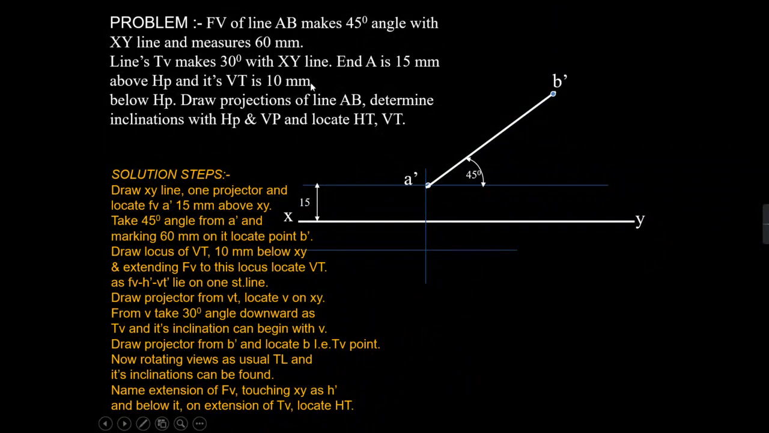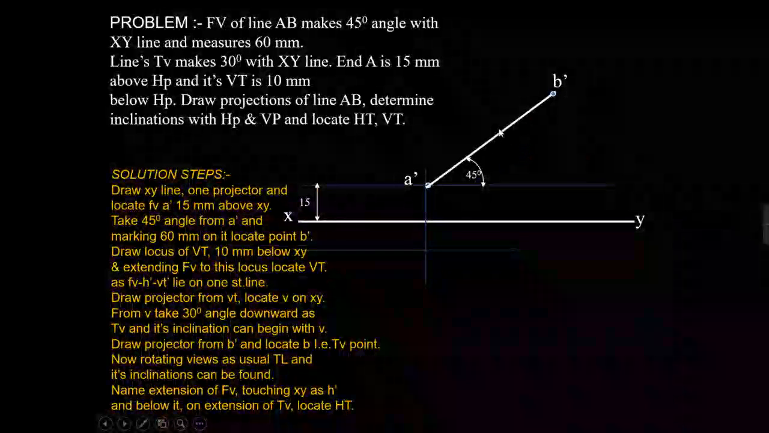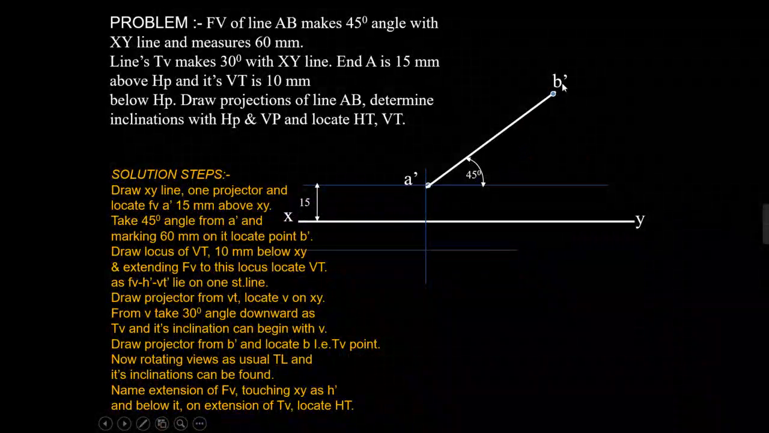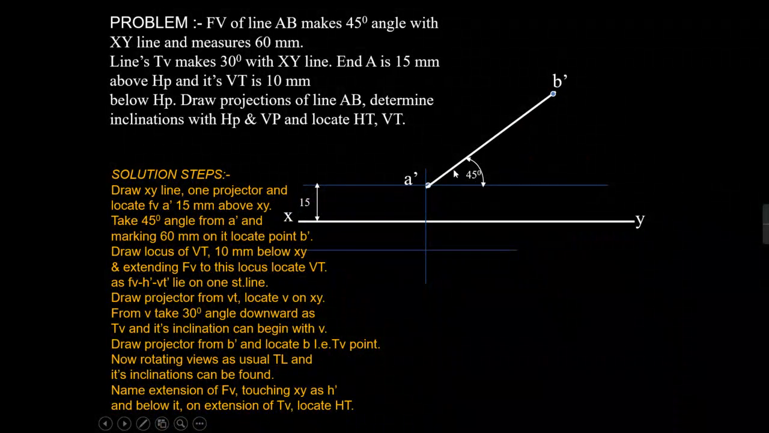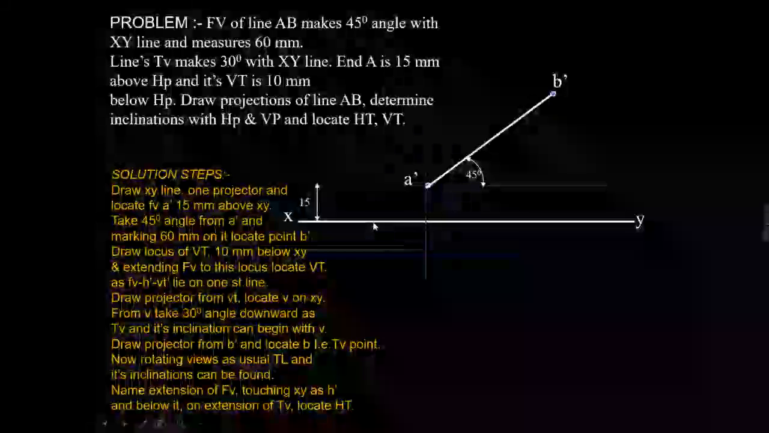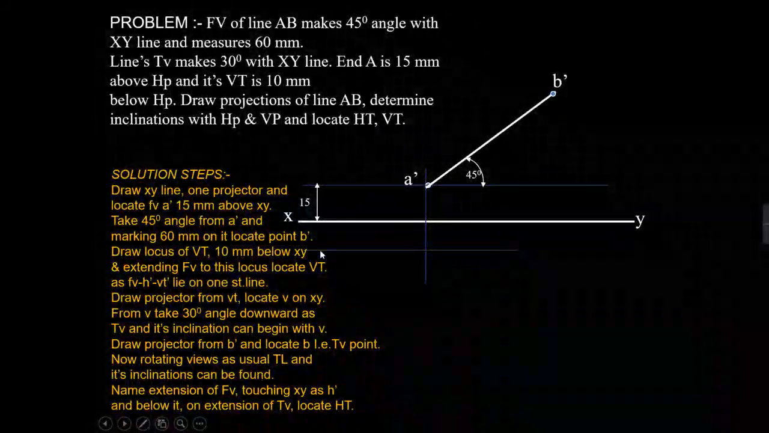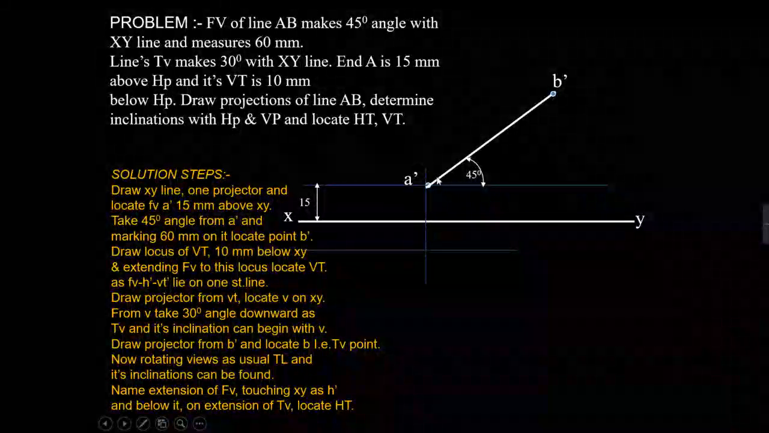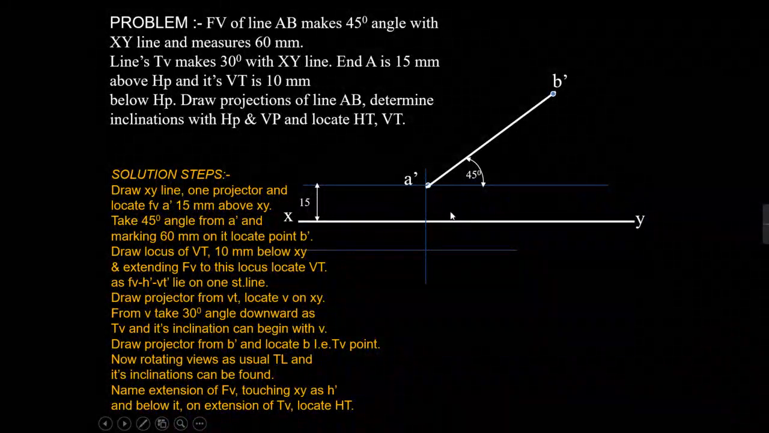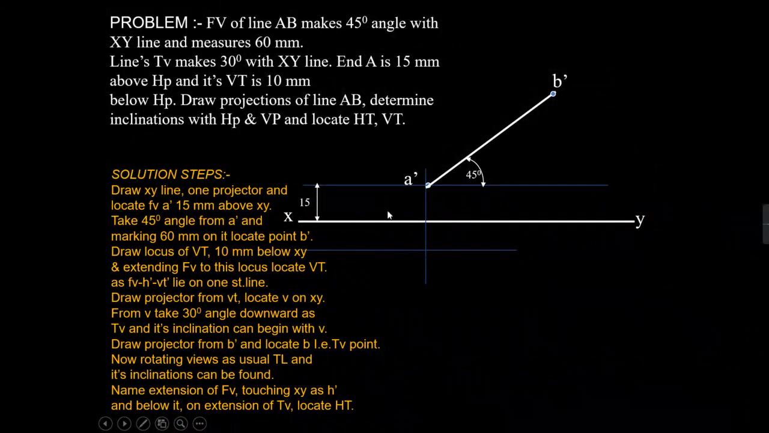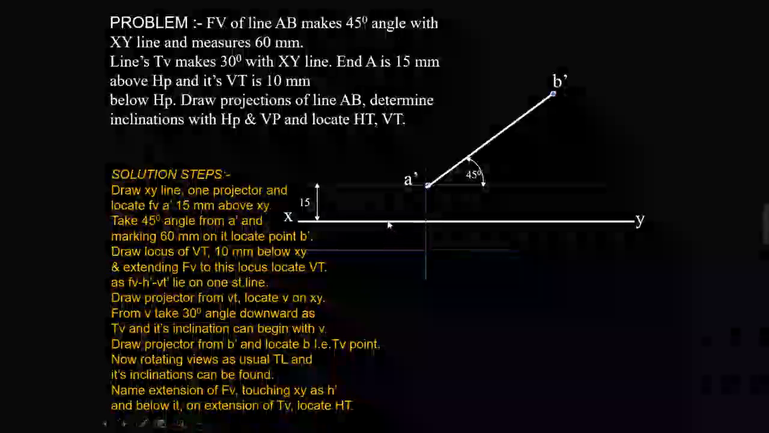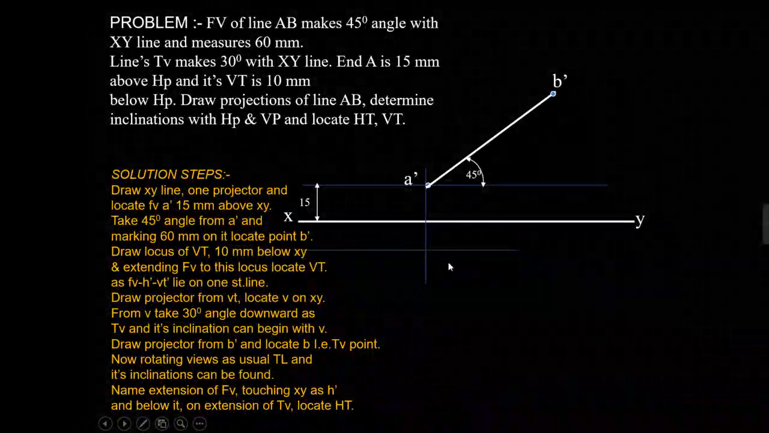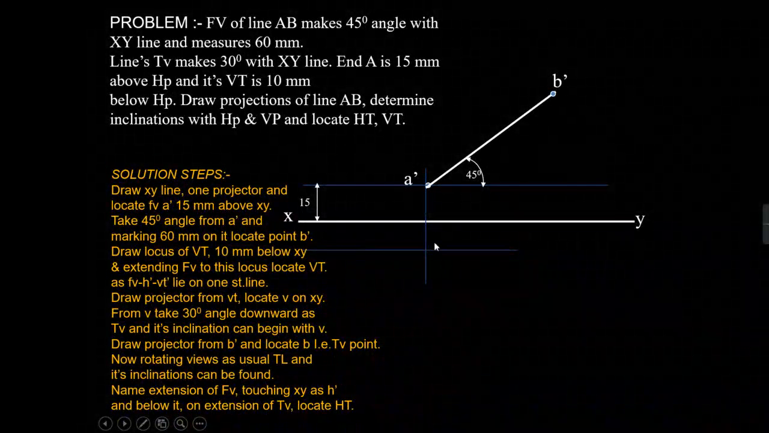And from the property and from the observation, I know that the front view, H dash and the vertical trace lie on the same straight line. So I will extend the A dash B dash that will cut the line XY. Then we will get the H dash, and extend it further on this horizontal line. Then we will get the vertical trace.